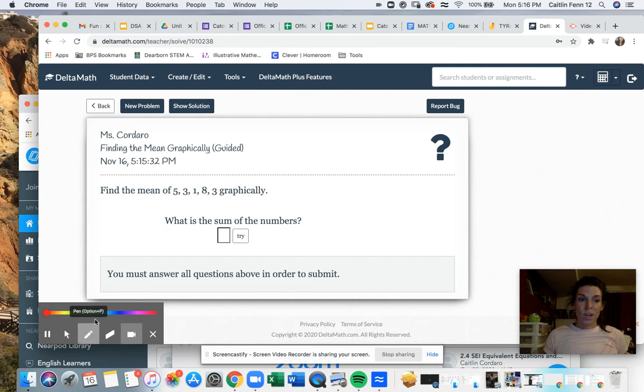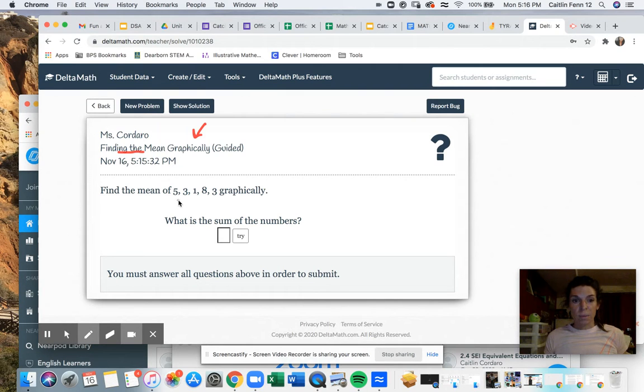Okay, so in this activity we're finding the mean, and we're doing this graphically, meaning we're going to picture what a mean is using a graph. Now, another word for a mean is an average. And so I like to think of the context where we would use means.